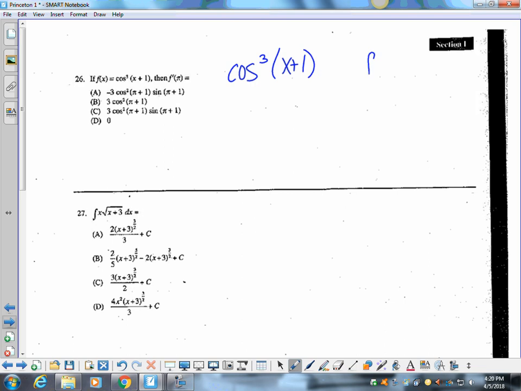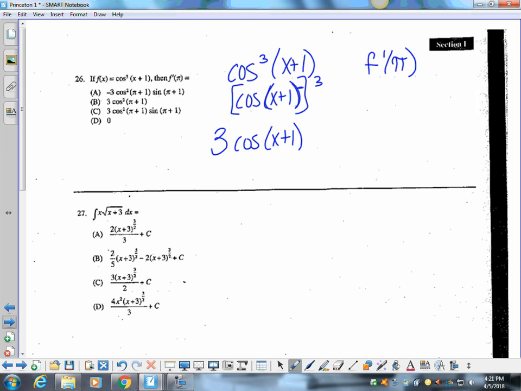All right, and we want f prime of pi. Okay, and again, if you want to do this, I would not put the cube right there because I don't want you to think that it's the pi plus 1 that's cubed, because it's not. It's the cosine that's cubed. So this is a full-on turducken. So I'm going to pull the 3 out and knock my power down by 1.